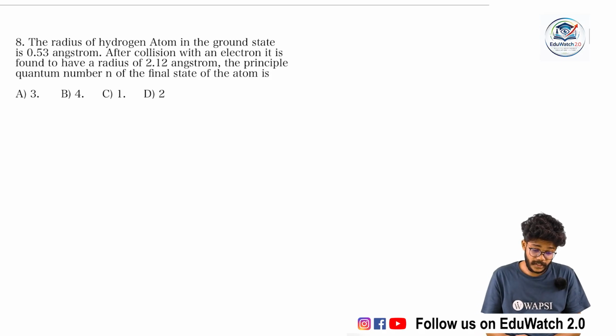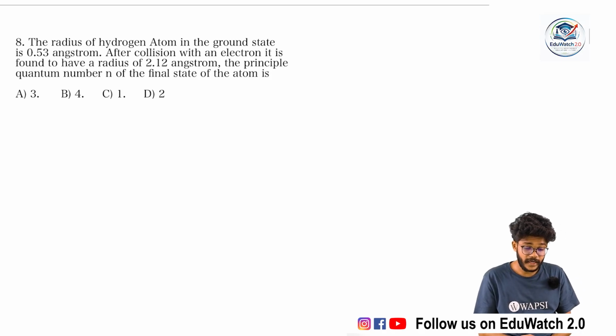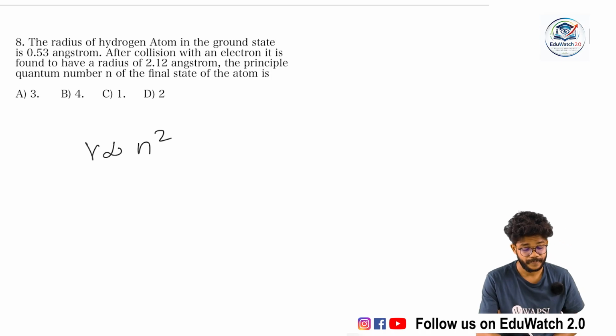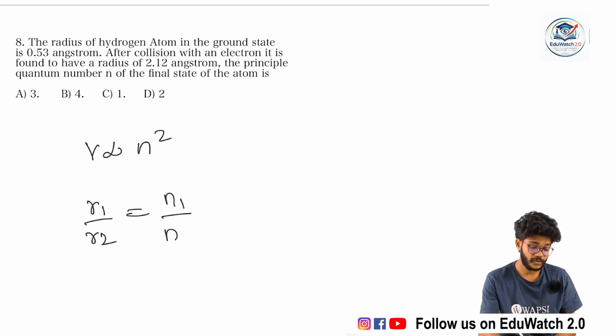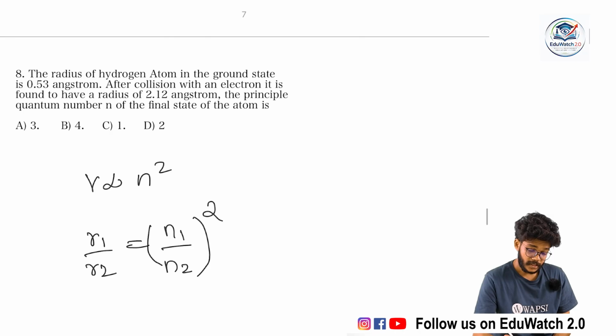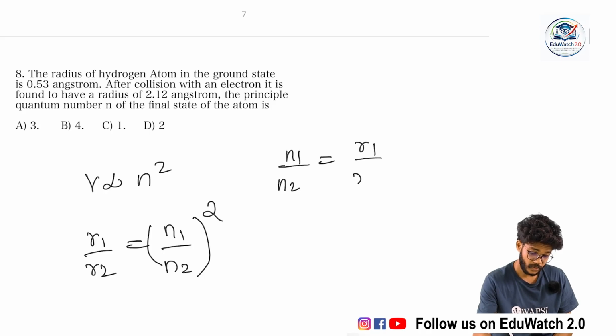The principal quantum number n of the final state of the atom is what we want to calculate. So what's the relation between r and n? r is proportional to n squared, so r1 by r2 is equal to n1 squared by n2 squared, and n1 is 1. We can take the root on both sides.